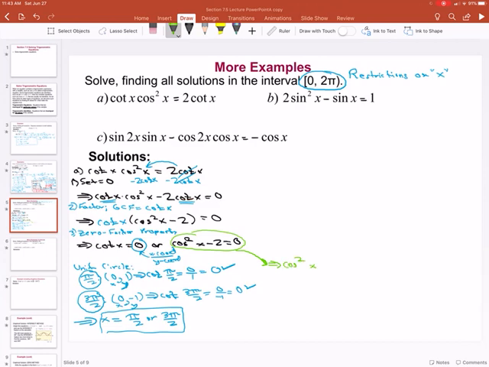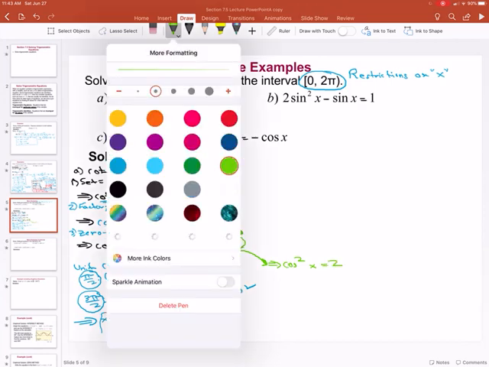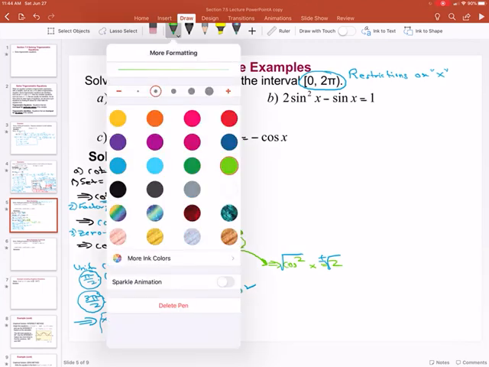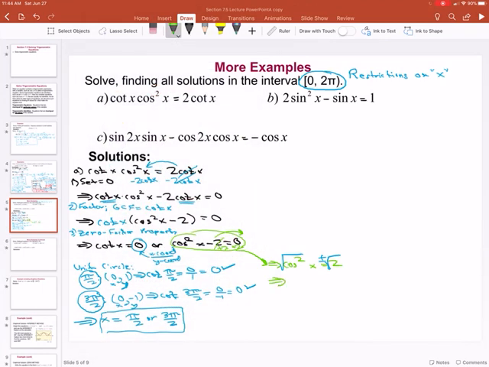We need to go ahead and move the 2 over. Go ahead and add it to the other side. So cosine squared x equals 2. And then we could take the square root, right? Now remember with square roots, it's plus or minus. So as we simplify down, we have the square root of cosine squared x, which is cosine x, what we're looking for, plus or minus square root of 2.